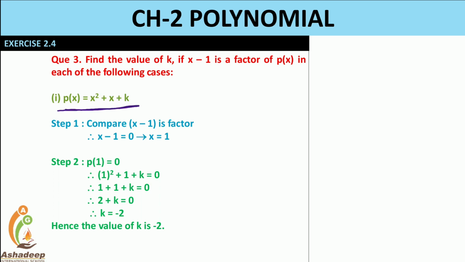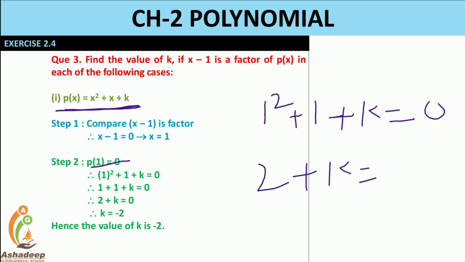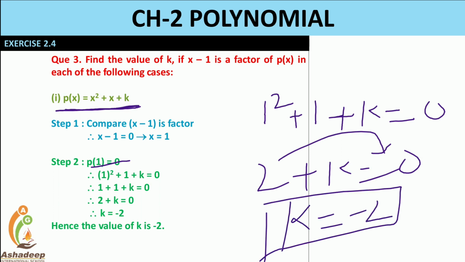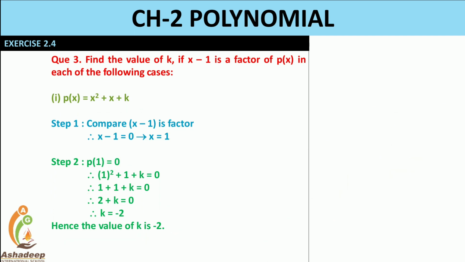See here, wherever you see x, you need to put 1. So 1 square plus 1 plus k, we need to compare it with 0 because p of 1 is equal to 0. 1 plus 1, 2 plus k is equal to 0. If 2 goes to the other side, it becomes minus. So therefore k is equal to minus 2. So the value of k is minus 2, right? So the question is x minus 1 is a factor of p of x, and find the value of k in each case.